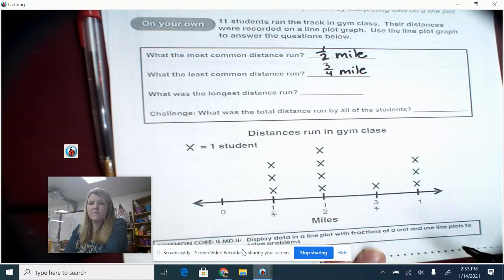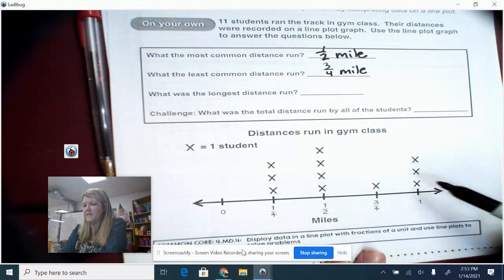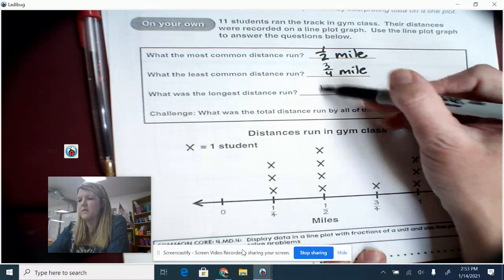And then what is the longest distance run? So the longest, in this case, since it's from 0 to 1, it's going to be 1 mile.